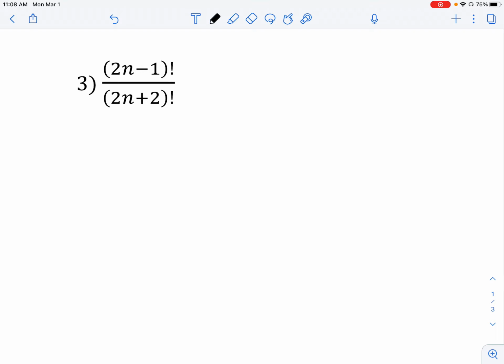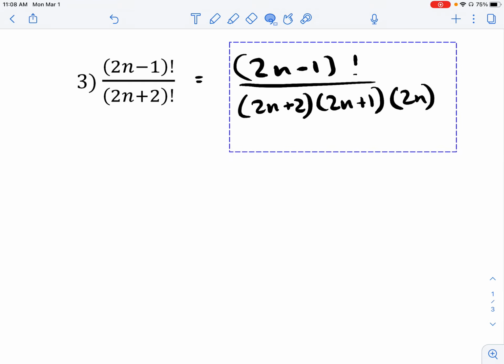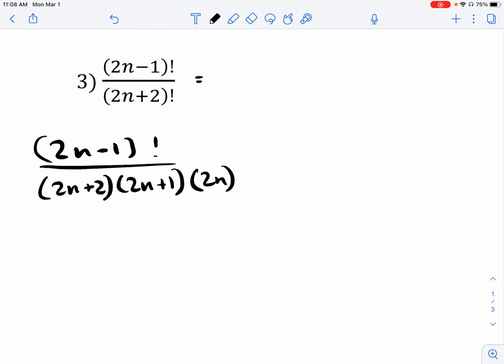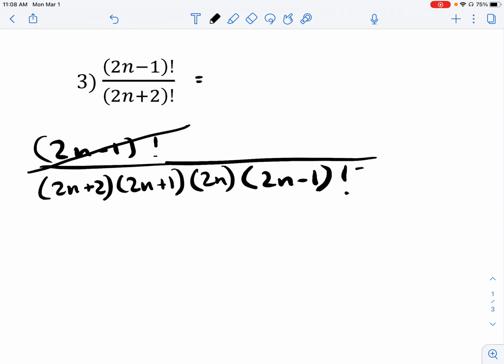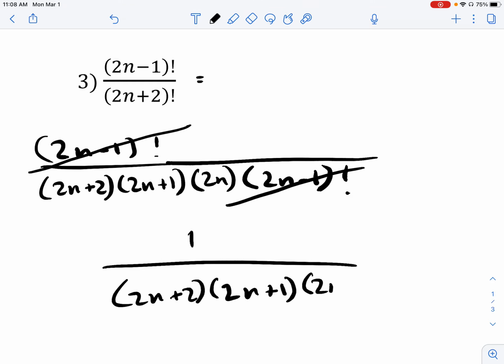We're going to write this as 2n minus 1 factorial, and in our denominator, this is 2n plus 2, 2n plus 1, 2n, and I'm going to need some more space to work with here, and then 2n minus 1 factorial. And there it is. That's what we're ultimately looking for, a common factorial that we can divide out from both the numerator and the denominator. So what we're left with is just 1 over all of this. And if you want to leave that in this form, that's totally fine.